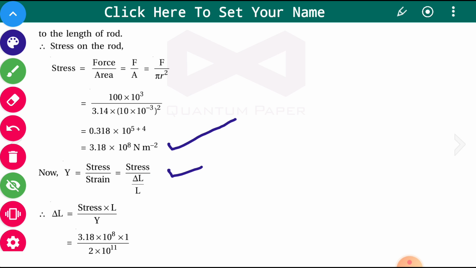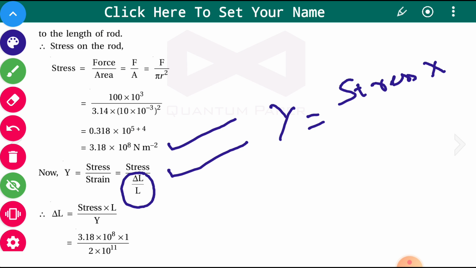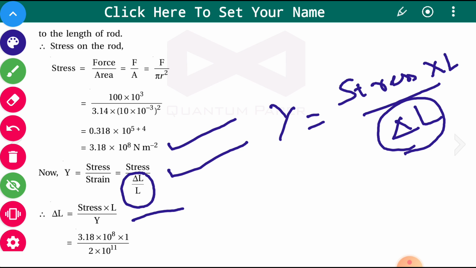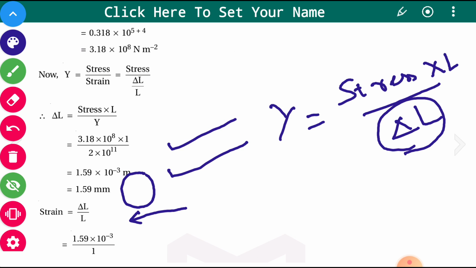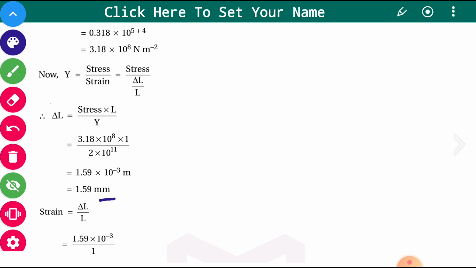Now, as you know, Young's modulus is stress upon strain, and strain is change in length upon original length. Now, make delta L as a subject of formula. You can write Y is equal to stress multiplied by the original length upon delta L. And if you make delta L as a subject of formula, you will get stress into original length upon Young's modulus. Put all the values which we have, and simplify. You will get delta L to be 1.59 millimeter.